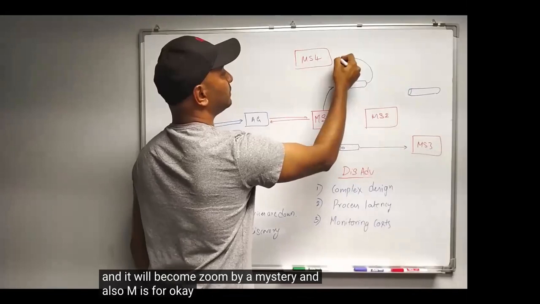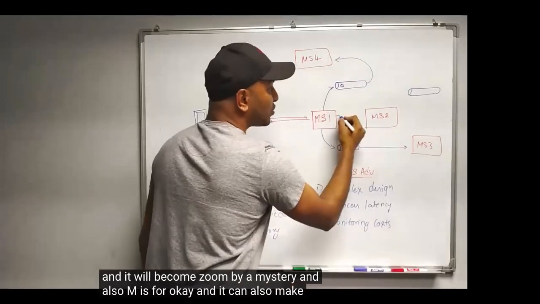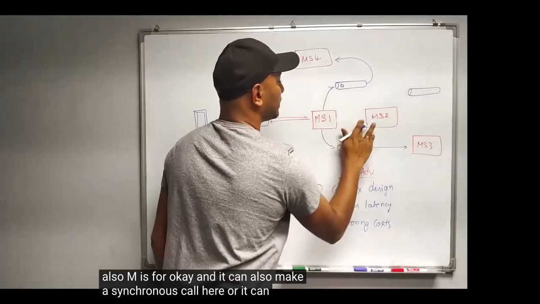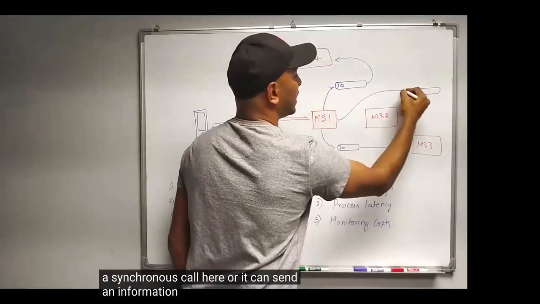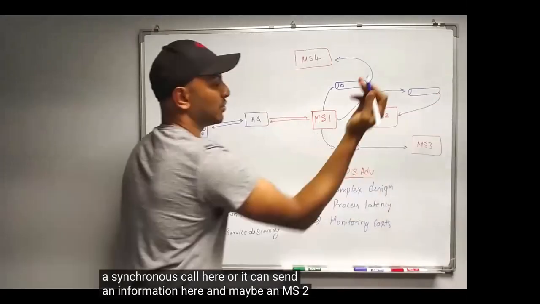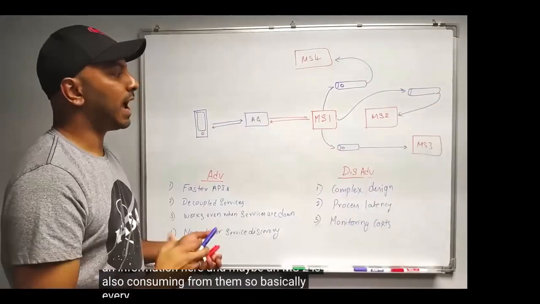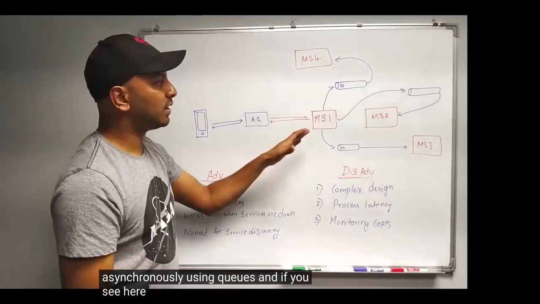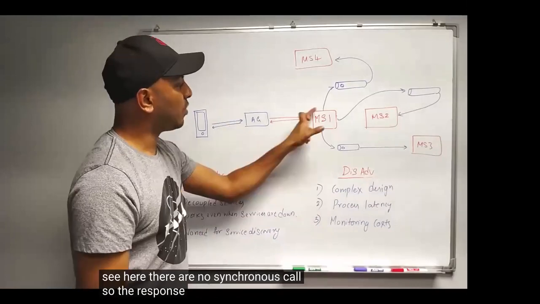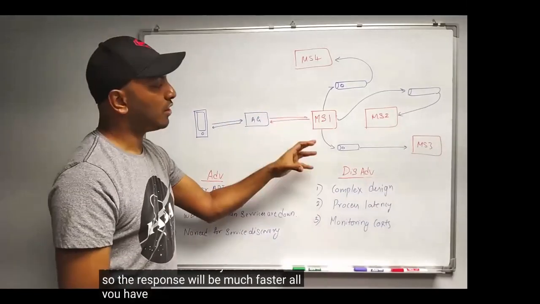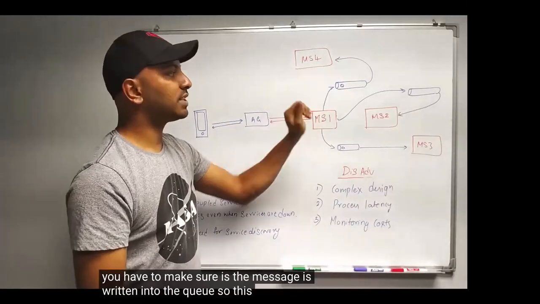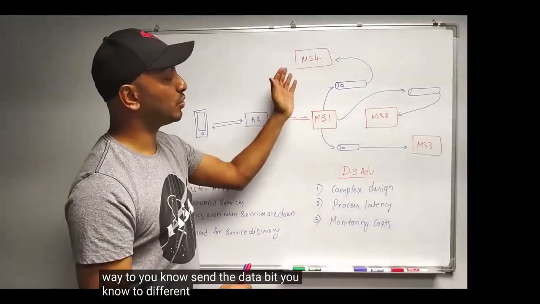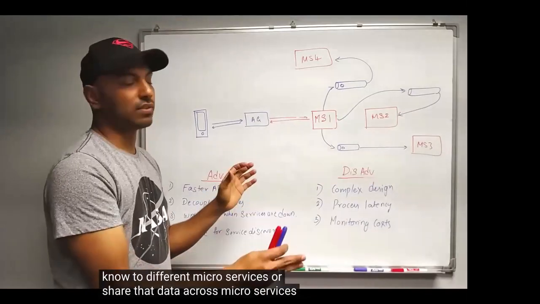It can also make a synchronous call here, or it can send that information here, and maybe MS2 also consumes from there. So basically, every data exchange happens asynchronously using queues. And if you see here, there are no synchronous calls, so the response will be much faster. All you have to make sure is that the message is written into the queue. So this is one way to share data across microservices without using synchronous communication.